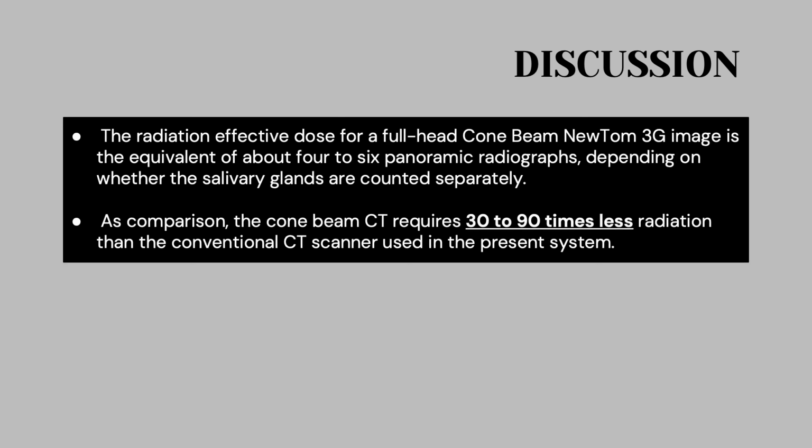The radiation effective dose for a full head cone beam Newton 3D image is the equivalent of about 4 to 6 panoramic radiographs, depending on whether the salivary glands are counted separately. As comparison, the cone beam CT requires 30 to 19 times less radiation than the conventional CT scanner used in the present system.